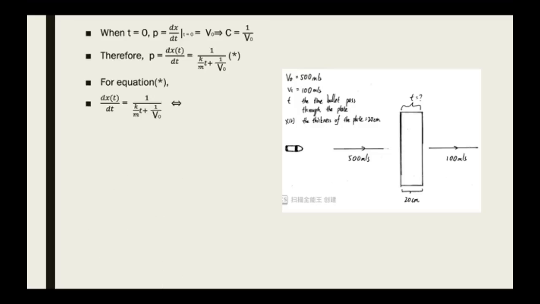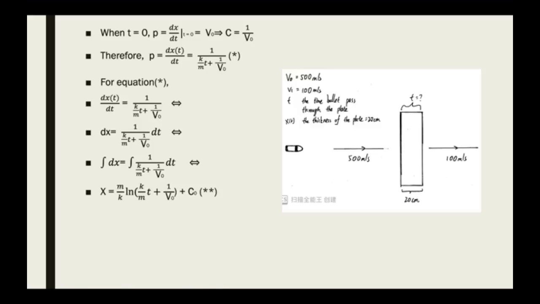We continue to solve the formula. We move dt to the right, add the integral to both sides, and solve these two integrals. Then we can get a new formula for x. We continue solving the constant c0. Because the bullet is at the origin when t equals 0, x0 equals 0.